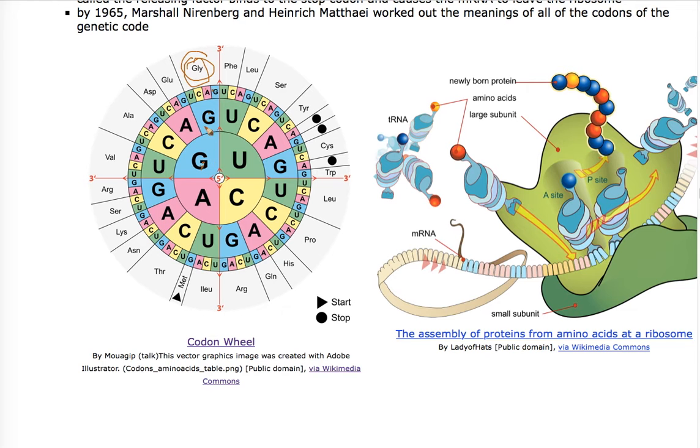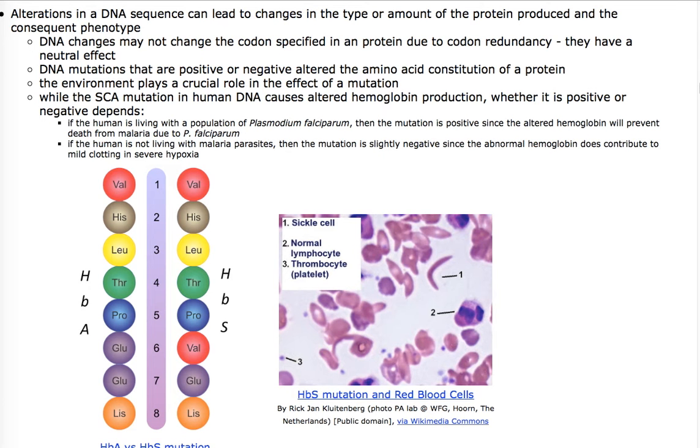But if the first or second nitrogen base is changed in a DNA sequence or an RNA codon, well, now that is probably going to change the amino acid that's represented, and as a result, there's probably going to be either a good or bad effect on the protein product. So that brings us back now to this chapter.